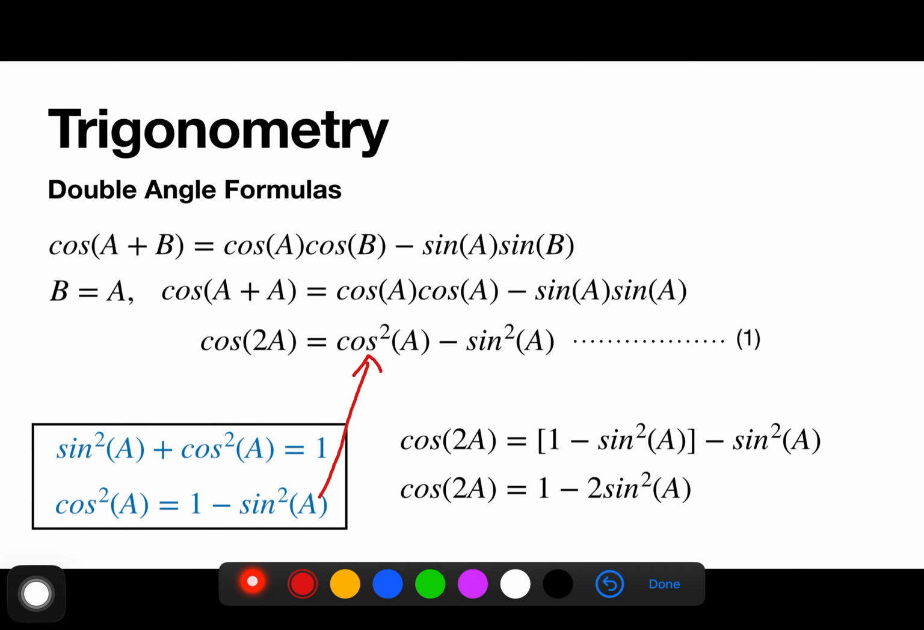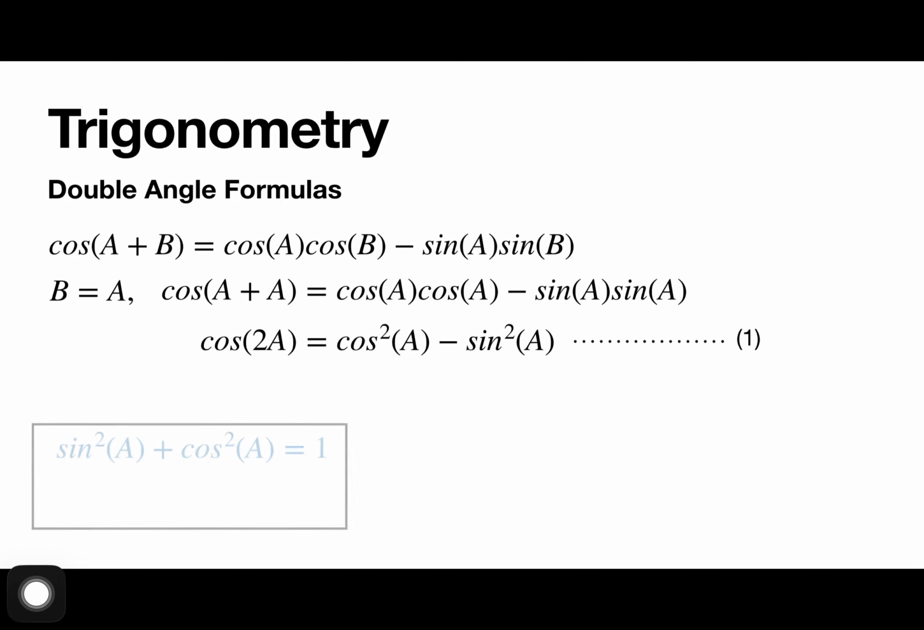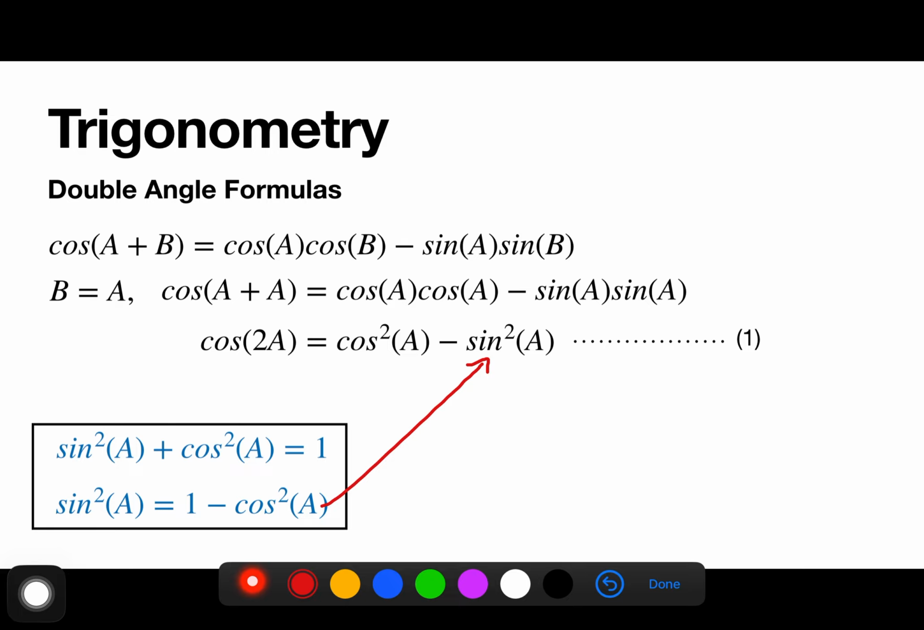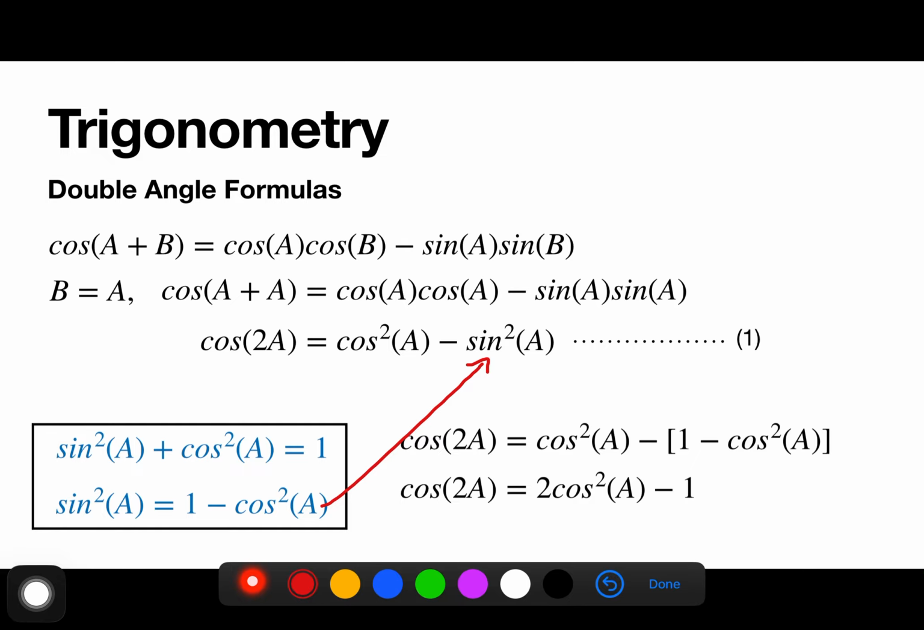The third form can be derived by substituting sine squared a equals 1 minus cosine squared a. We get that cosine 2a equals 2 cosine squared a minus 1. Which version you use will depend on the question.